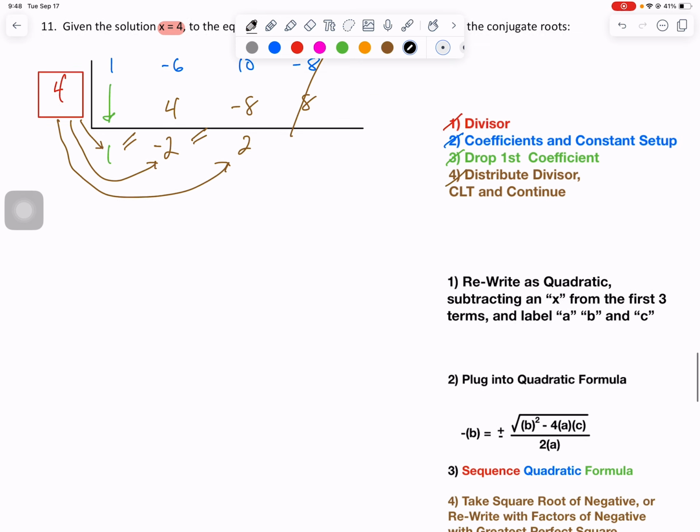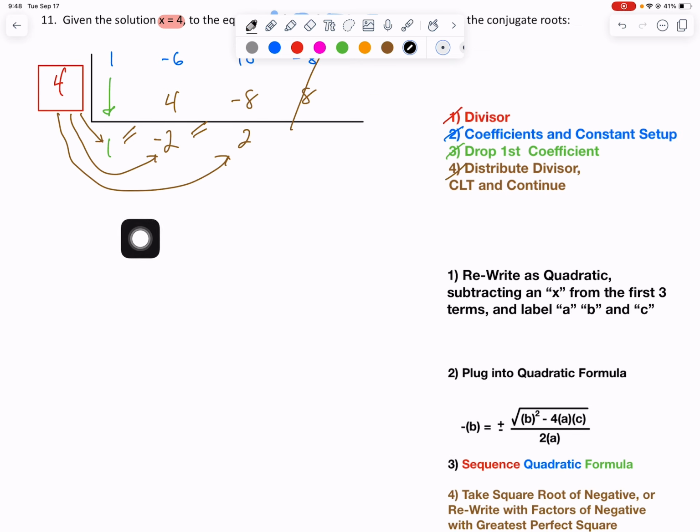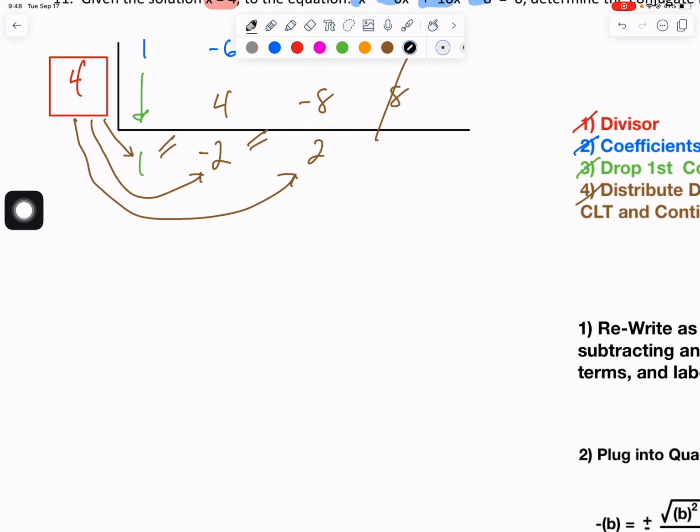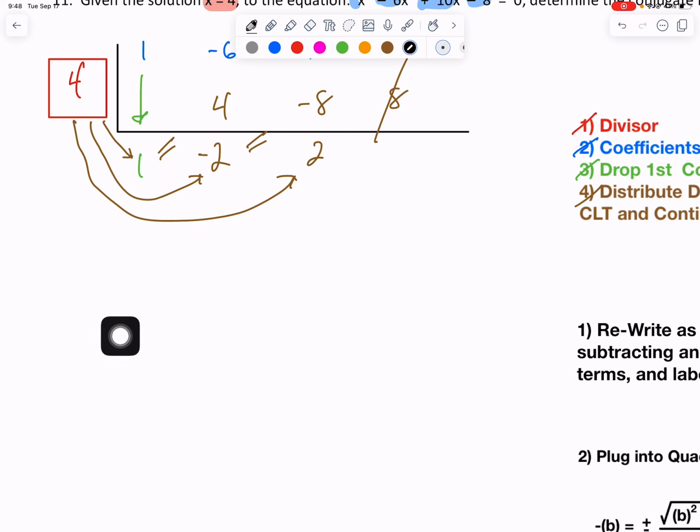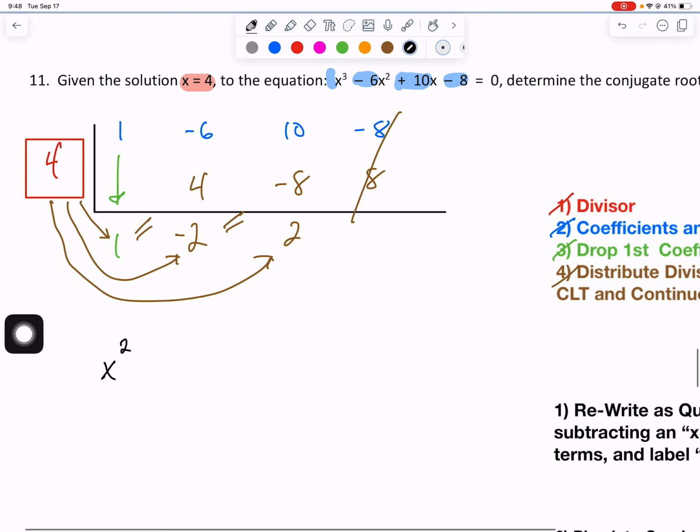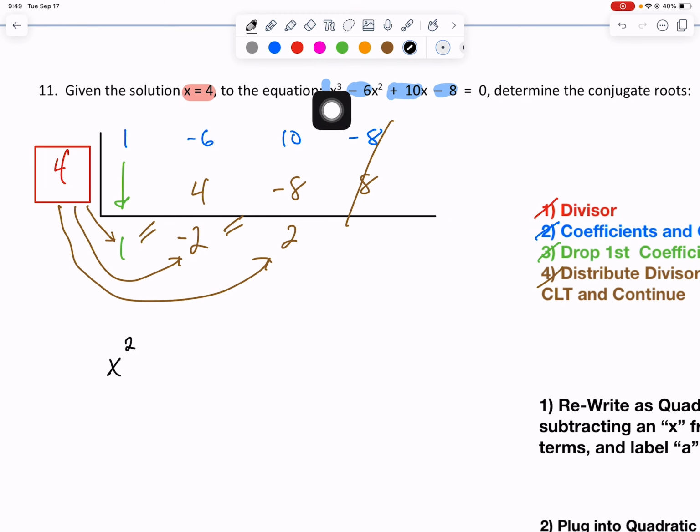Now it says step 1, rewrite as quadratic. What we have here, subtracting an x from the first 3 terms and label a, b, and c. Quadratics are always going to be an x squared, so our 1's going to come down, except we don't need to bring it because how many x do we see? Yes, just 1. Make sure to square it. And as you can tell, if you subtract 1 from your cubed, you get a square. Then I'm going to arrow that down. Our negative 2, do the same thing with.